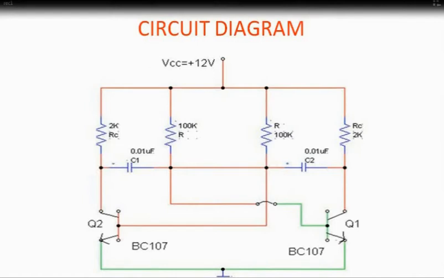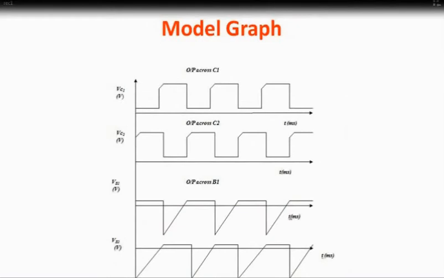This is the circuit diagram of the cross coupled astable multivibrator. Q1 and Q2 are NPN transistors, and the collector side resistance RC is 2 kilo ohms, and the cross coupled resistance R is 100 kilo ohms. The cross coupled charging capacitors C1 and C2 are 0.01 microfarad. C1 is responsible for turning on Q1 and C2 is responsible for turning on Q2. The values of RC and C1, and R2 and C2, give the time constant.